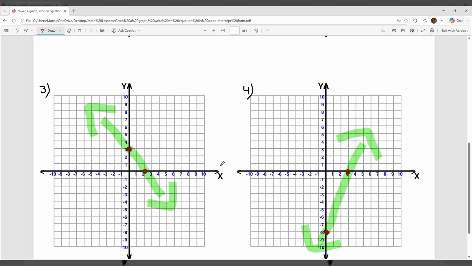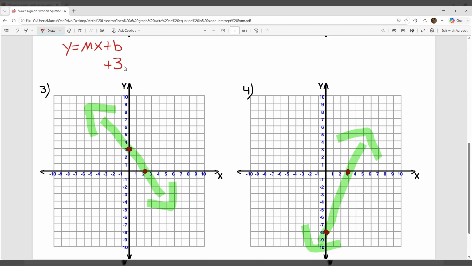Hi everyone, welcome back. Now we're going to go over questions 3 and 4. So for question 3, you want to start by writing the formula y equals mx plus b. Then next step, let's look at the y-axis, and right there, 3. So your b is going to be 3.